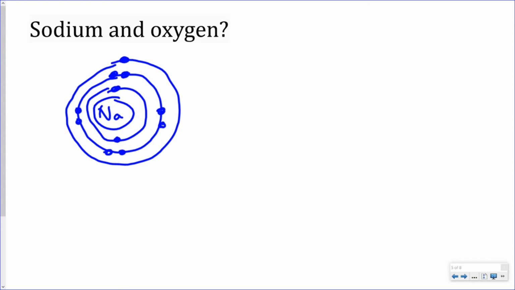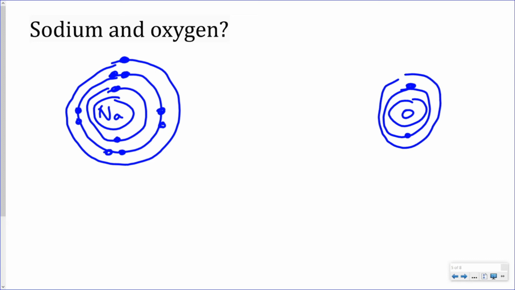Here's my 11th one. What about oxygen? Oxygen's number 8, so it needs 8 electrons. There's my nucleus, so 2 in the first orbit. And we can have 6 in the second orbit. Hey, this was one that we did for the warm-up there. Hopefully you tried it. Okay, so there's our 8 electrons for oxygen.